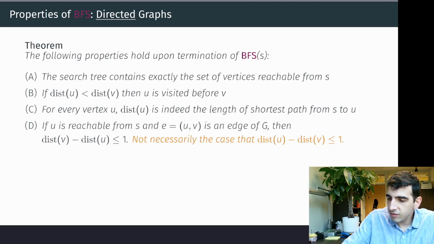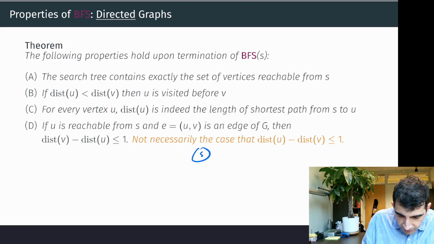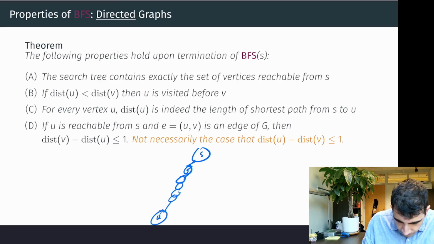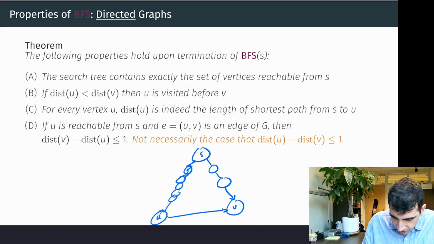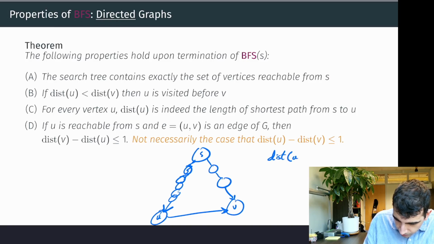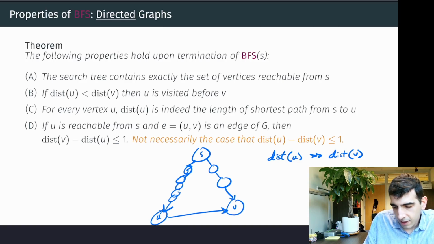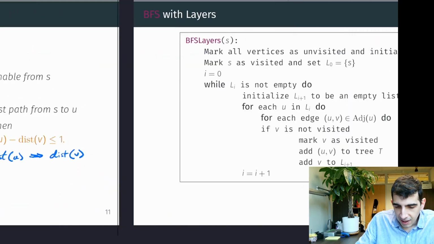Okay? And why that is, simply imagine the graph. Imagine we have an S here, and we have a path with lots of vertices to U. And then we have a path with few vertices to V, and we have an edge from U to V. So the distance to U could be far, far greater than the distance to V. The simple point is that just because you have an edge here doesn't mean the distance of V has to be 1 away from the distance of U. That's all that means. Great.